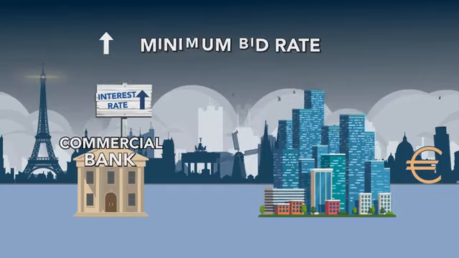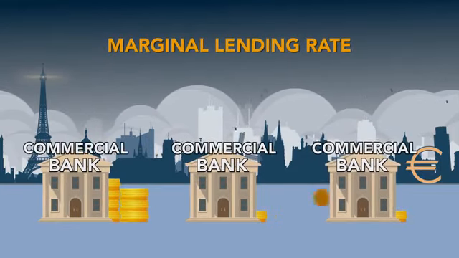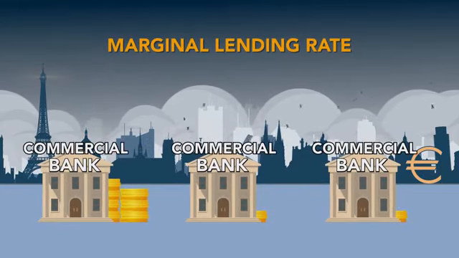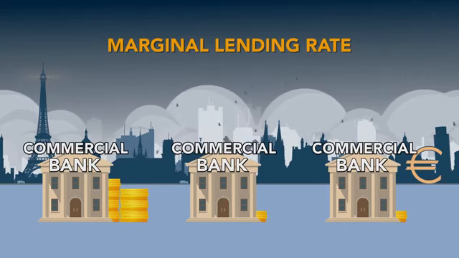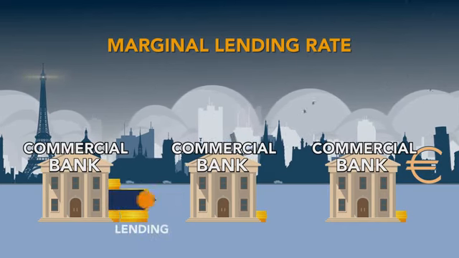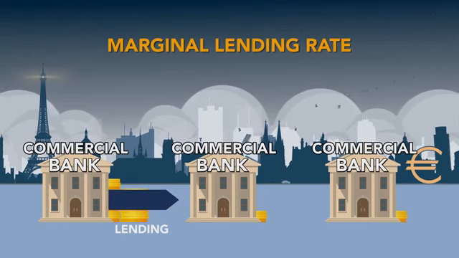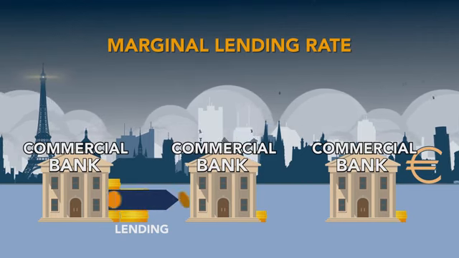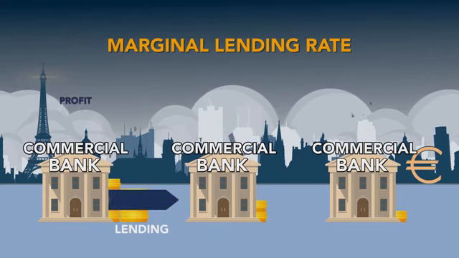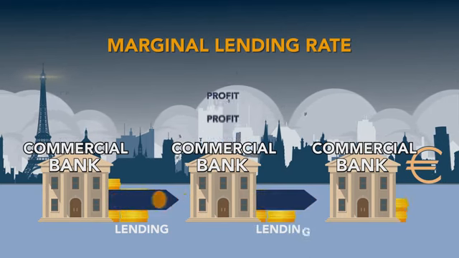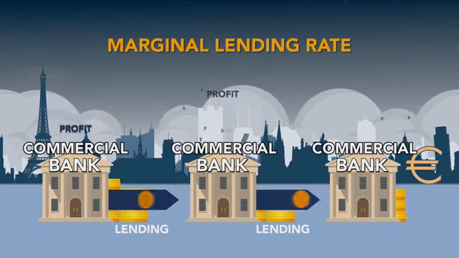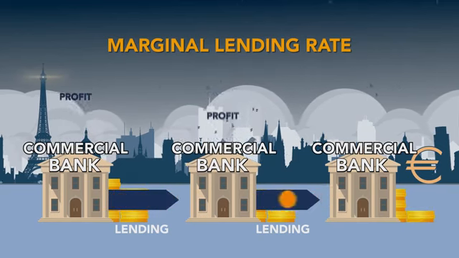The ECB's second rate is its marginal lending rate, or the rate of interest set for overnight loans. They're used by banks to meet their reserve requirements for the day, ensuring they have enough cash to meet their clients' needs. The ECB typically sets the marginal lending rate just above the minimum bid rate, so banks can make a profit by lending any spare cash on the interbank market.